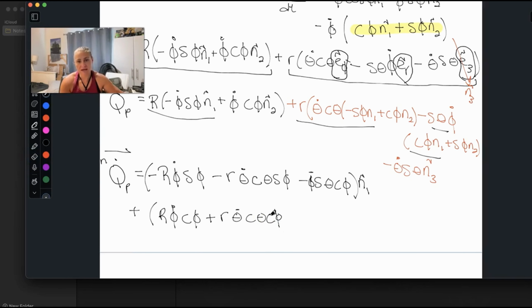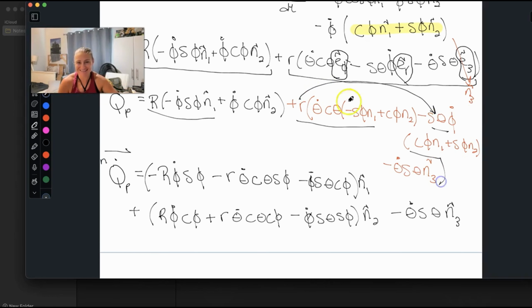And then we have another n. We have a minus sine, we're going to have a phi dot, sine theta, sine phi, and that's in the n2 direction. And then we have our last term here, which is going to be negative theta dot sine theta n3. And that r, we forgot to sub it in. So this r has to be put into this term. And this one, this r subs into all of this.